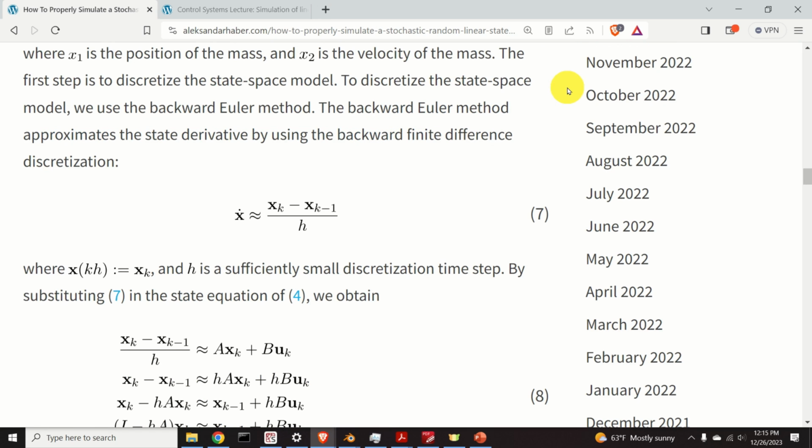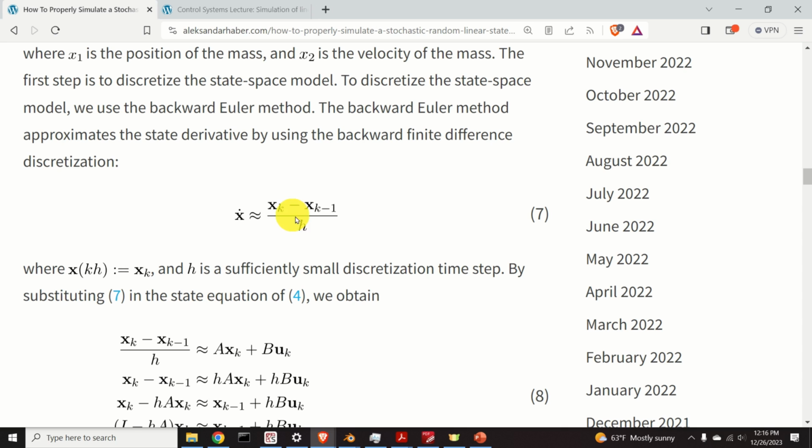The first step is to discretize the state space model. To discretize the state space model, we use the backward Euler method. The backward Euler method approximates the state derivative by using the backward finite differences. That is, we approximate the first derivative of state like this: xk minus xk minus 1 divided by h. Over here, h is a sufficiently small discretization time step, and xk is actually notation for continuous state x at the time instant k times h.